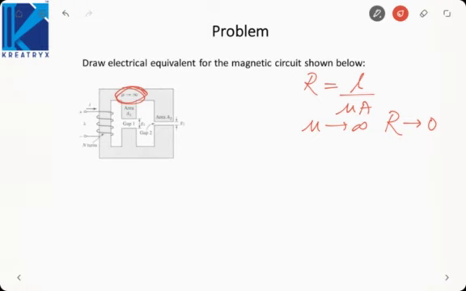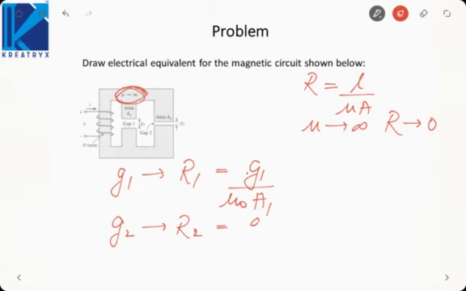So due to this, the reluctance of all the limbs will be 0. Just the reluctance of the air gap will be non-zero. Due to G1, the reluctance, let us call it R1, will be G1 by mu naught A1. Similarly, due to G2, the reluctance will be R2, which is G2 by mu naught A2.